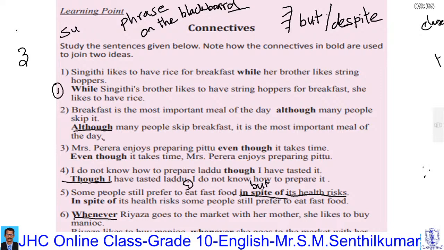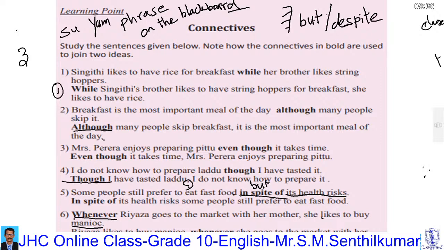Next one is whenever. Whenever Riaz goes to the market with her mother, here connecting two sentences. Whenever is used to connect two sentences. She likes to buy manioc. What is the meaning of manioc? It's a yam, a kind of yam. We call it Maravalli. Whenever Riaz goes to the market with her mother, she likes to buy manioc.